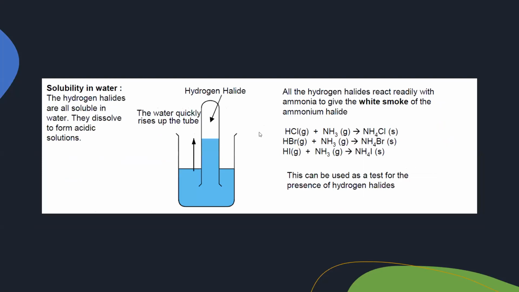As for solubility, because they can form hydrogen bonds, these compounds are water soluble. And if we want to test hydrogen chloride, bromide or iodide by reacting with ammonia, it will form a dense white smoke.